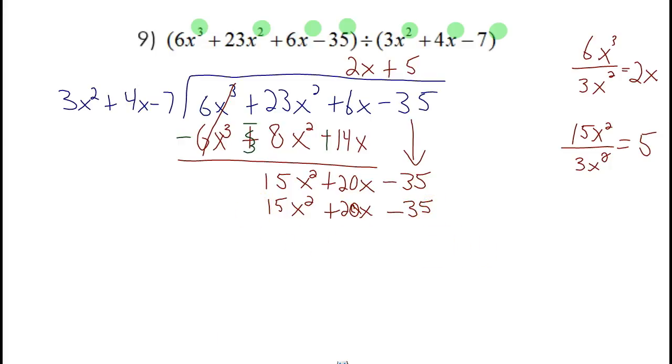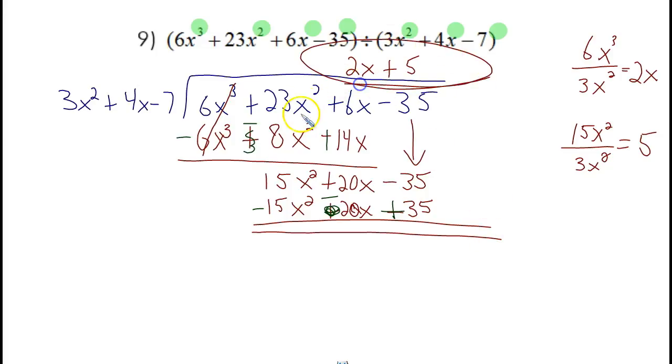When I subtract, all of the signs change. So minus 15x squared minus 20x plus 35. And when that happens, all 3 of these parts cancel out, which means I have no remainder. My final answer is 2x plus 5, no remainder.